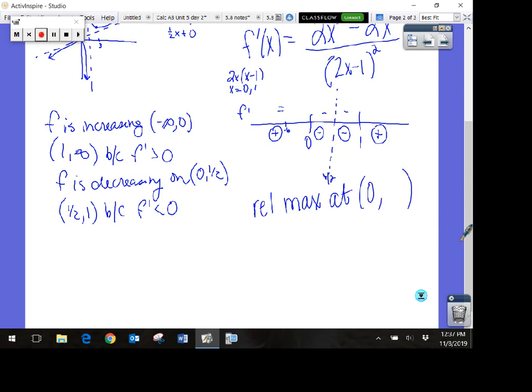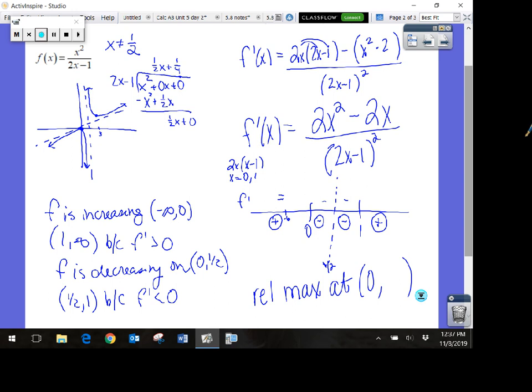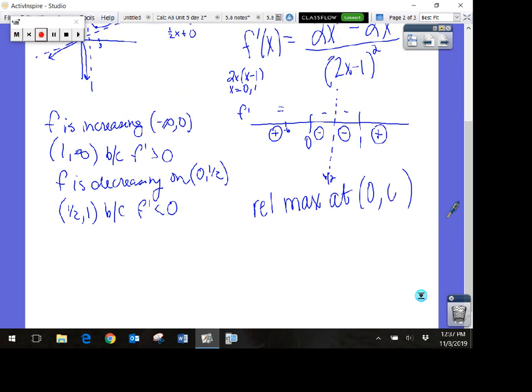at 0. We want the point, so we have to figure out what the y value is, which, because we graphed it, we already know. At 0, we got 0. 0 divided by negative 1, we already got our 0. So relative max at (0, 0), and again it asks for a point, so we want to be sure and put the point because f prime changes from positive to negative. And you can use plus for positive and minus for negative. Okay, that is acceptable.